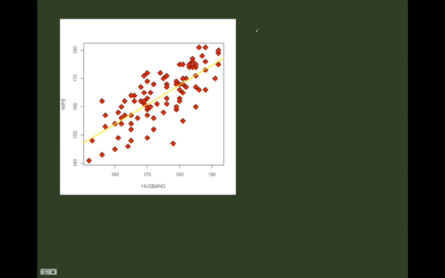So here was the question from before. How can we predict the height of a man's future partner? That was sort of the idea.